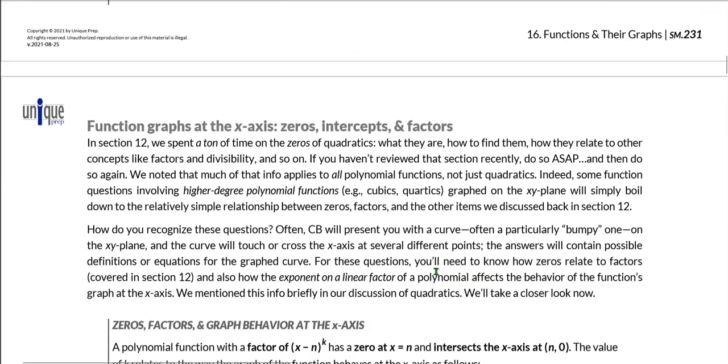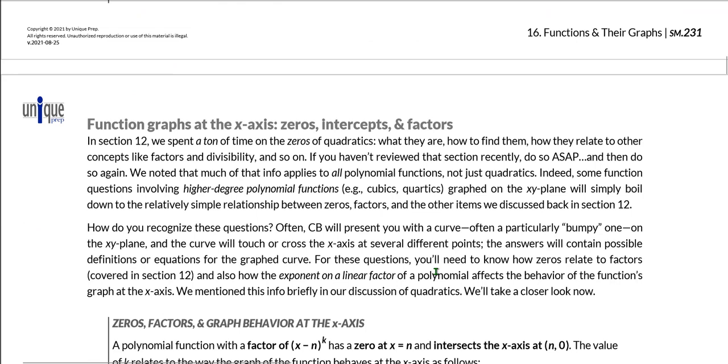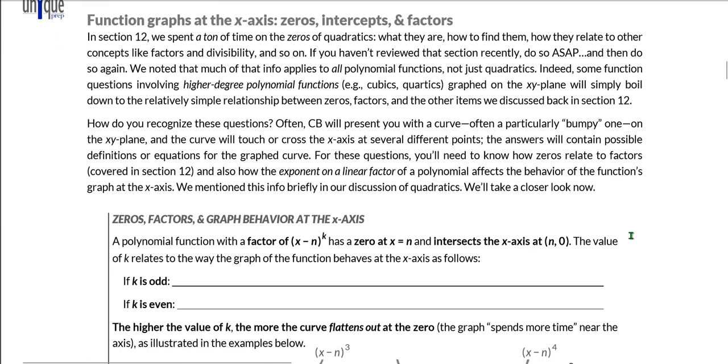At the top of the next page, we have to talk a little bit about function graphs at the x-axis, and do a little review of zeros, intercepts, and factors. Again, we spent a lot of time on this in section 12, the quadratic section. If you have not reviewed that section, you may want to do that before you do this. Zeros, as we said many times in section 12, are very important on this test.